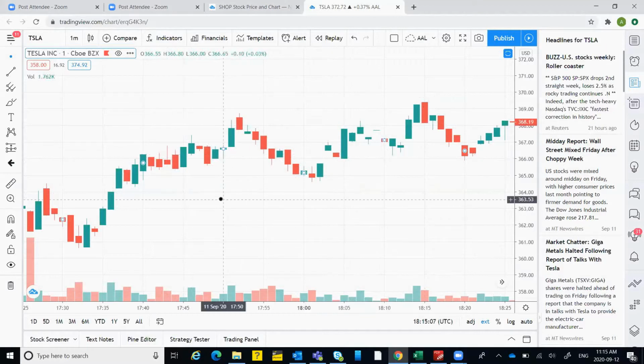Let's see if we can find the bearish engulfing as well, or the dark cloud. Dark cloud should be easier to find. Yeah, if you take it to the left, this one? That red candle. Yeah, this one. There seems to be a dark cloud here.